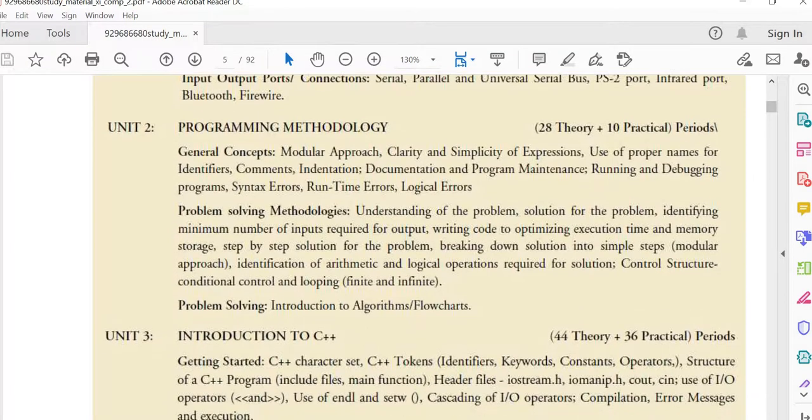Then the next unit is programming methodology. The general concepts of programming methodology like the modular approach, then different types of errors, running, debugging, program documentation, maintenance, etc. will be covered in these chapters. Similarly, problem solving methodologies, flowcharts and algorithms are also covered in this unit 2.